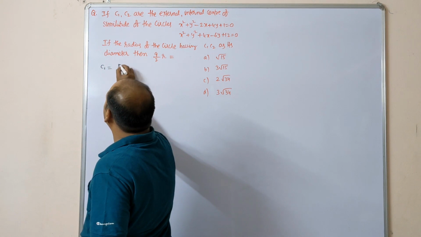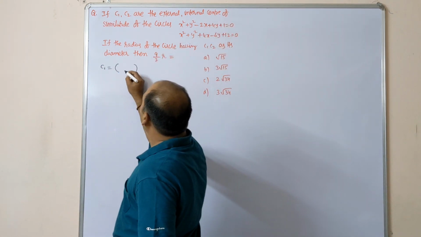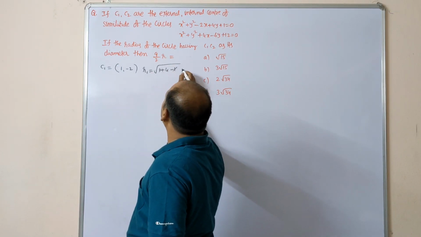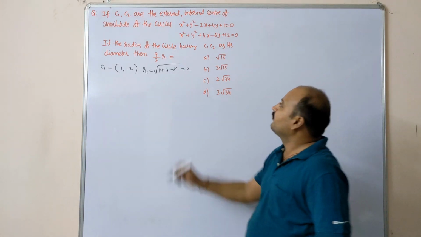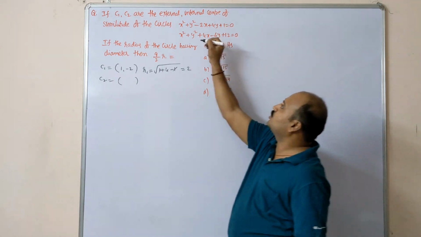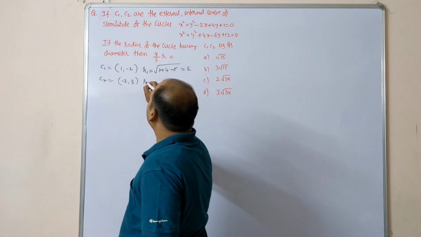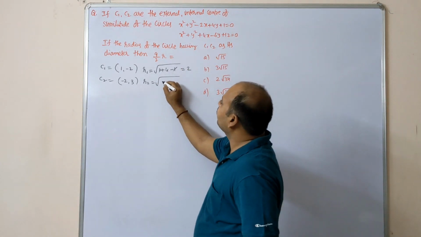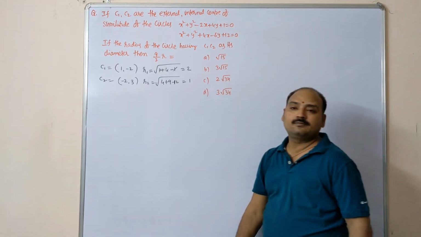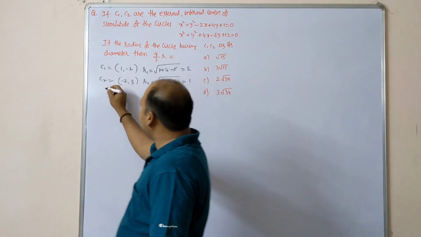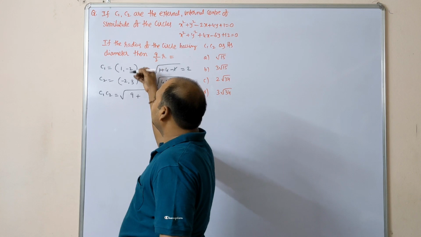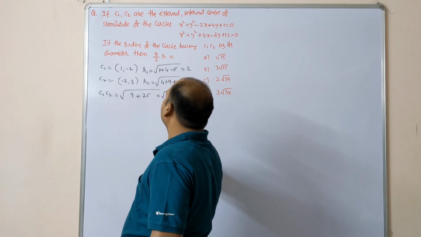First we need to calculate the centers and radii. The first circle center is (1, -2). R1 is root of 1 plus 4 minus 1, so R1 value is 2, dear students. Come to the second circle, the center is (-2, 3). R2 is root of 4 plus 9 minus 12, so 1 will come. Okay, the distance between the two centers: root of (1 minus of minus 2) whole square, 9, plus (-2 minus 3) whole square, 25. Root 34. Leave it like this.